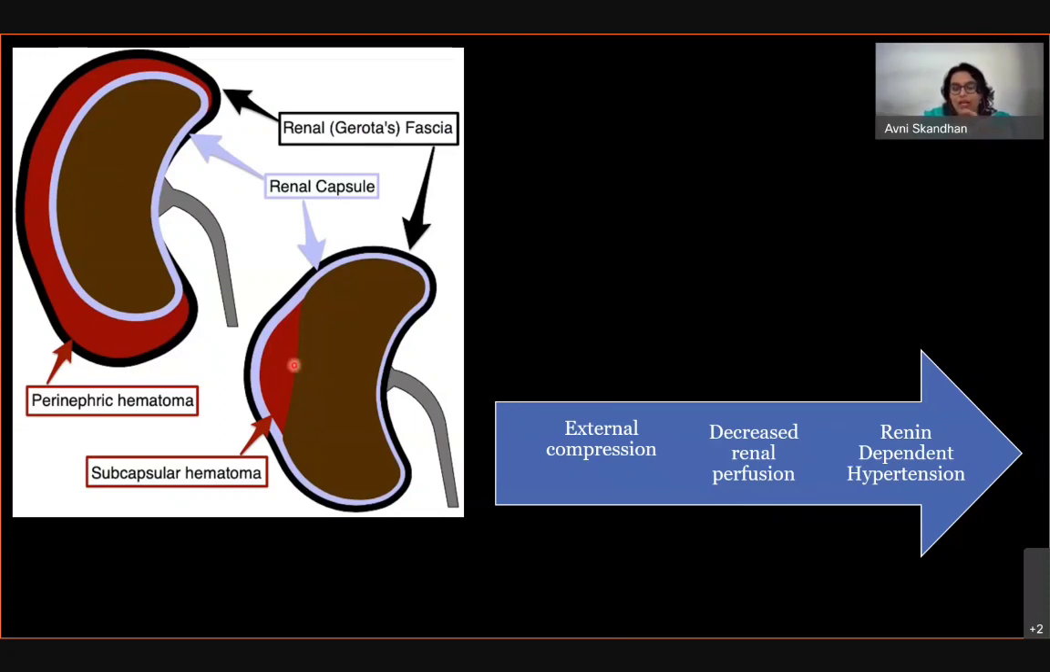So when this external compression is there, it is causing mass effect on the kidney. Renal perfusion is compromised, and renin-dependent hypertension ensues in this patient. So this is called the Page kidney. The same effect is not going to happen in a perinephric hematoma. It will happen in the long run when this perinephric hematoma or perinephric collection becomes big.